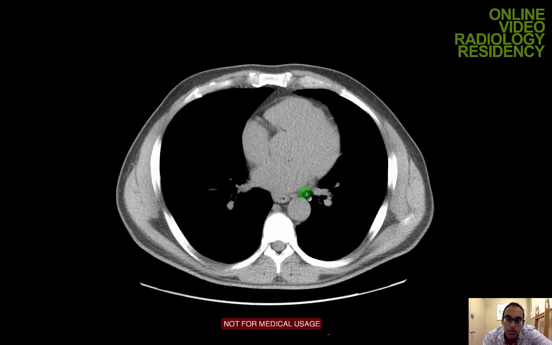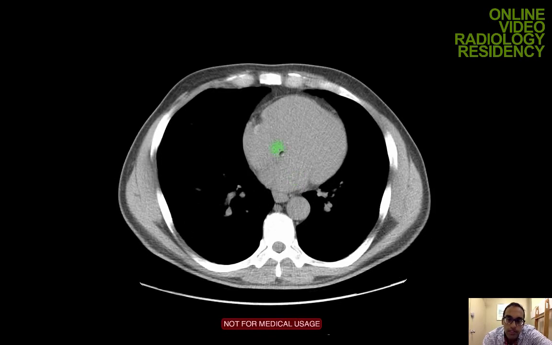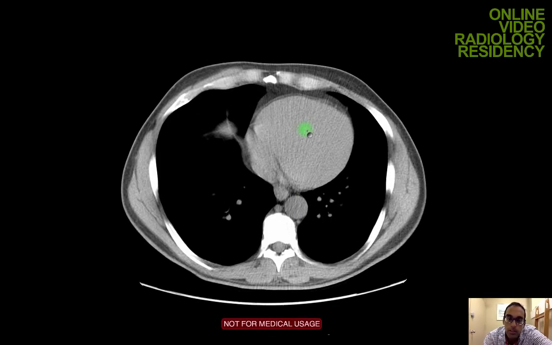So again, the heart is not well evaluated on non-contrast chest CT because there is motion and there is no contrast, so I can't tell the difference between the myocardium and the endoluminal part of the heart, the part that contains the blood. But what can I say about the heart?